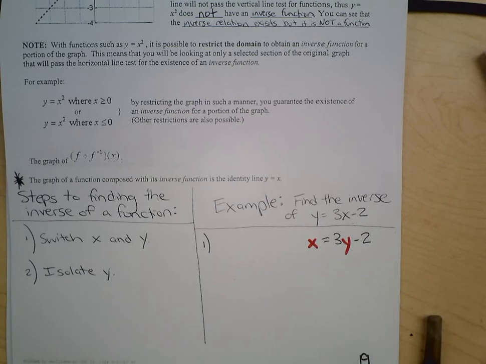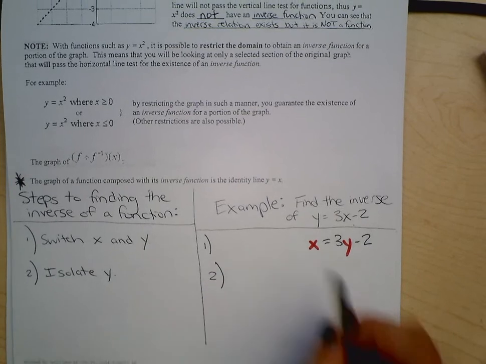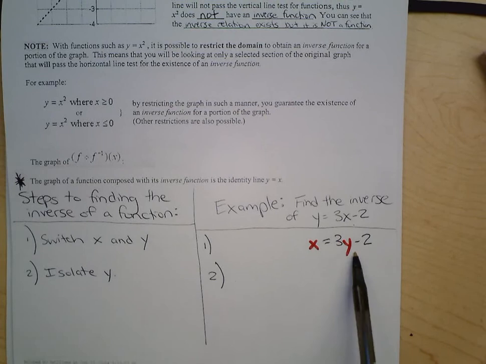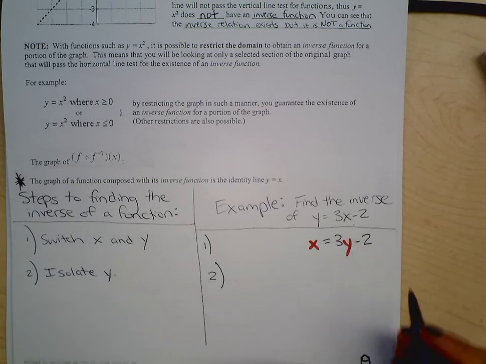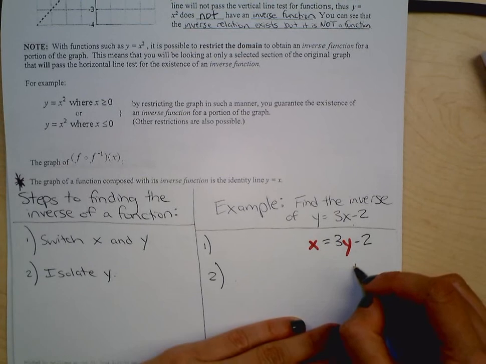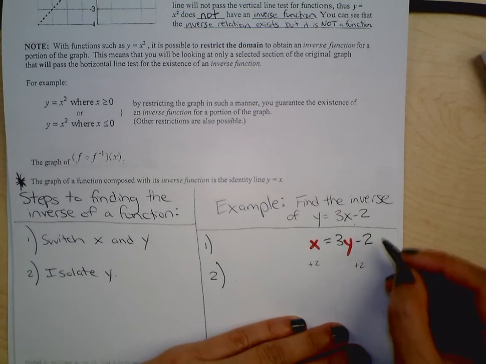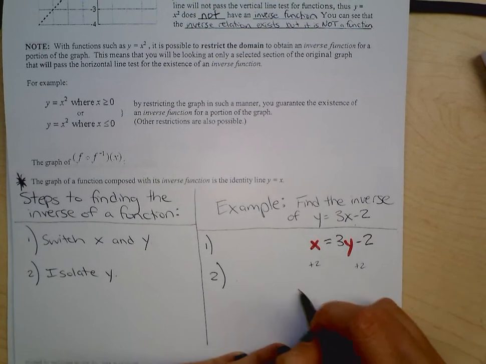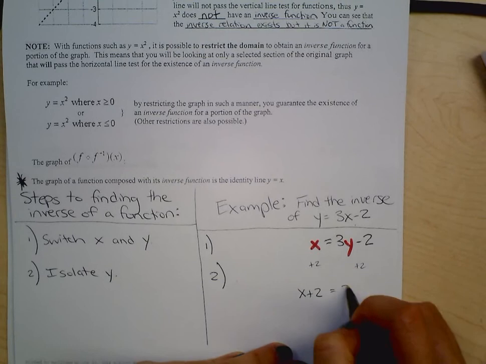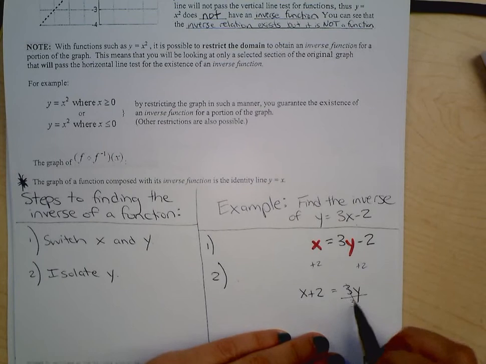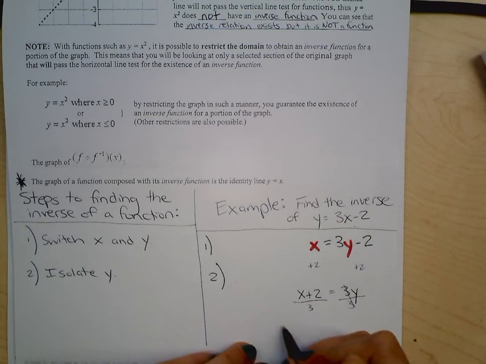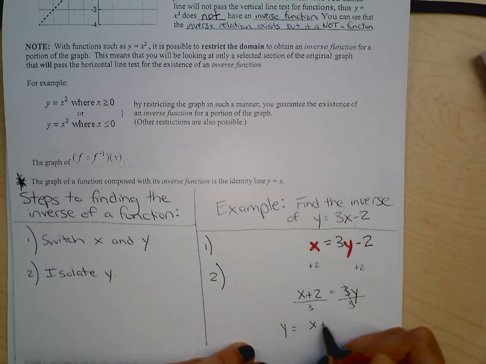And my second step is to isolate y. I want to get y alone. So I'm going to get everything else to the left side of the equation. So I can add 2. That crosses those out. And I get x plus 2 is equal to 3y. And then the last step is I can divide by 3. So I get y is equal to (x plus 2) over 3.